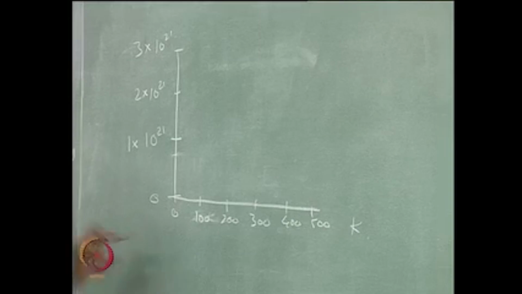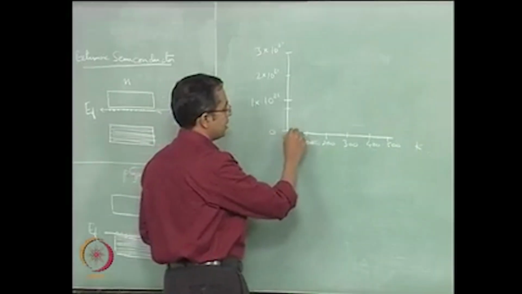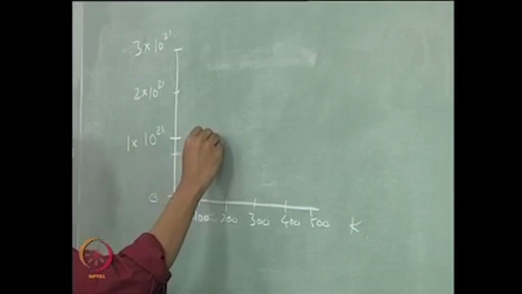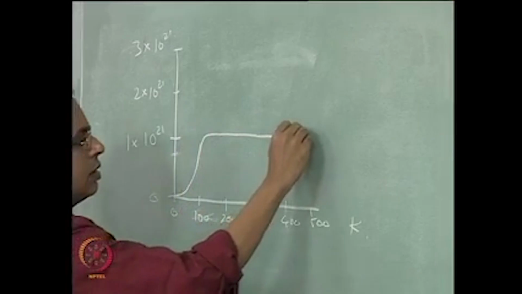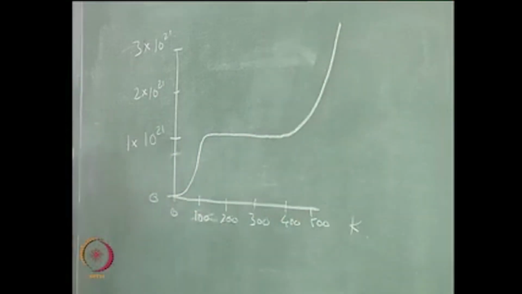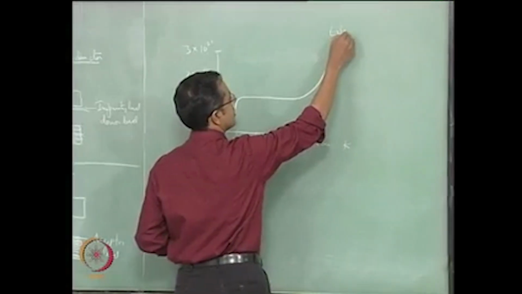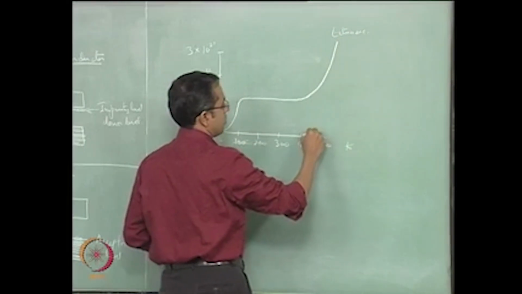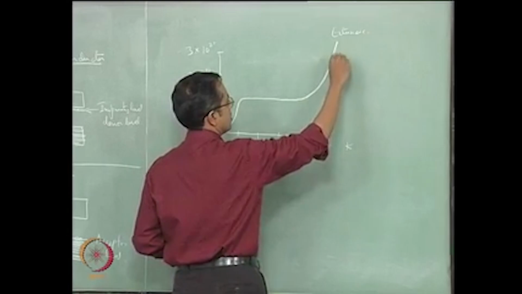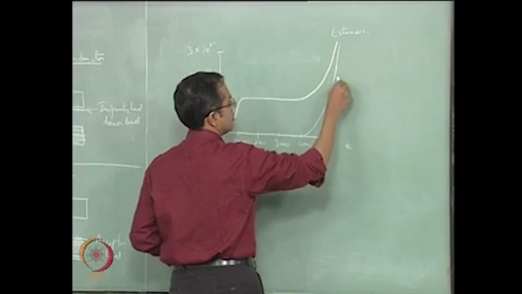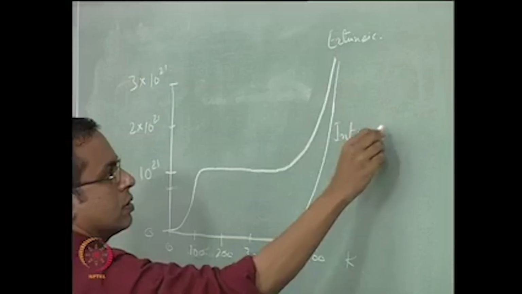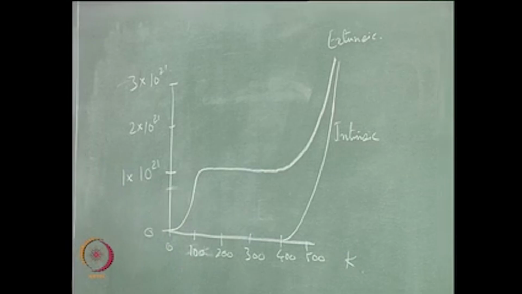What happens is, if you look at the extrinsic semiconductor at very low temperatures, I will just draw the behavior and I will explain it to you. You see a behavior with respect to temperature that looks like this, okay, of charge carrier concentration for an extrinsic semiconductor. For an intrinsic semiconductor you see a behavior that looks like this.